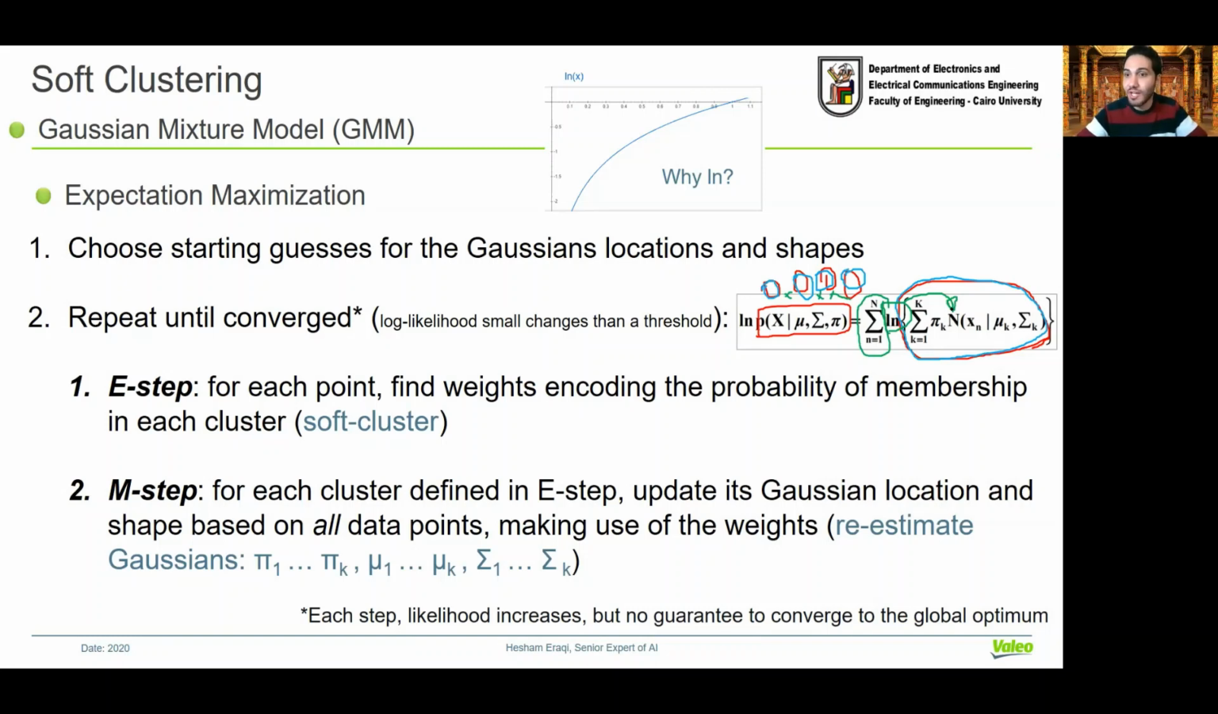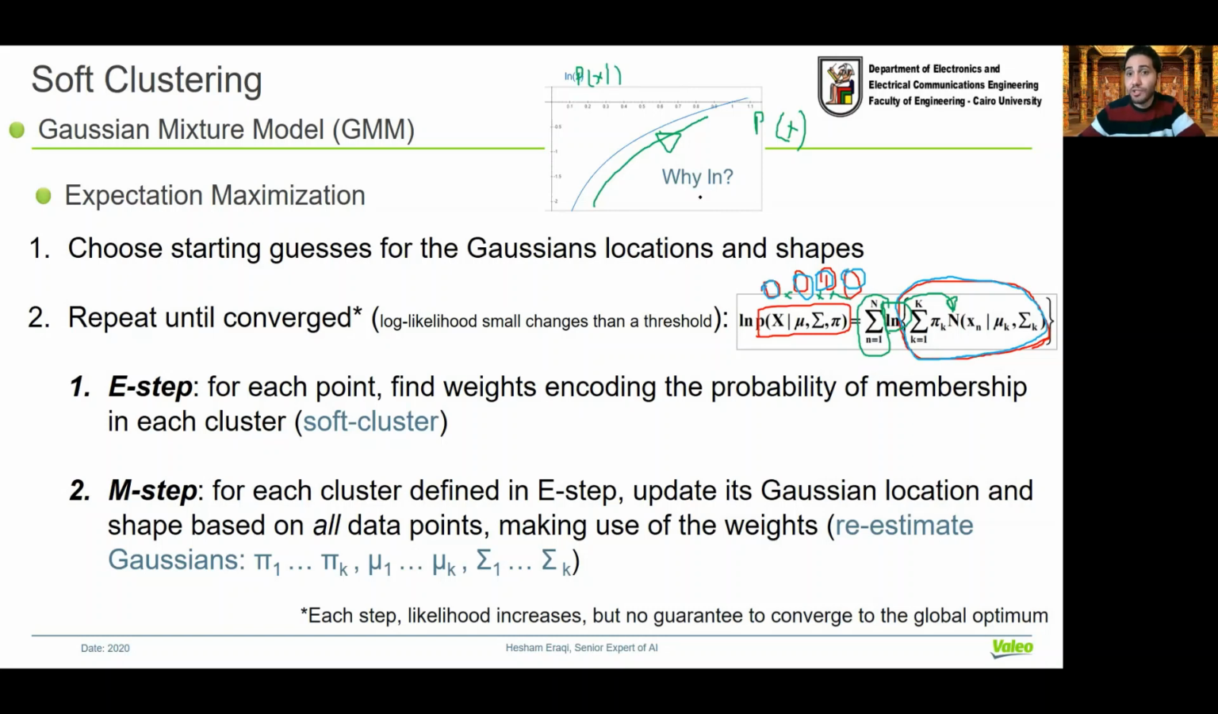ln exponential 5 is 5, so you will not need to do the exponential calculation for all the points, in so many iterations. Okay, so it is very computationally efficient to use log likelihood instead of the likelihood, and it is safe to use it as long as it is monotonically increasing with b of x. So this is b of x, and this is ln b of x.